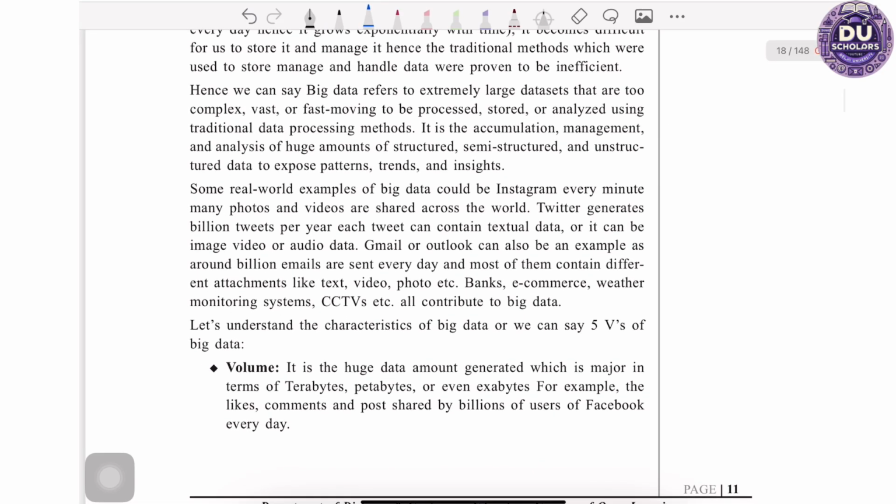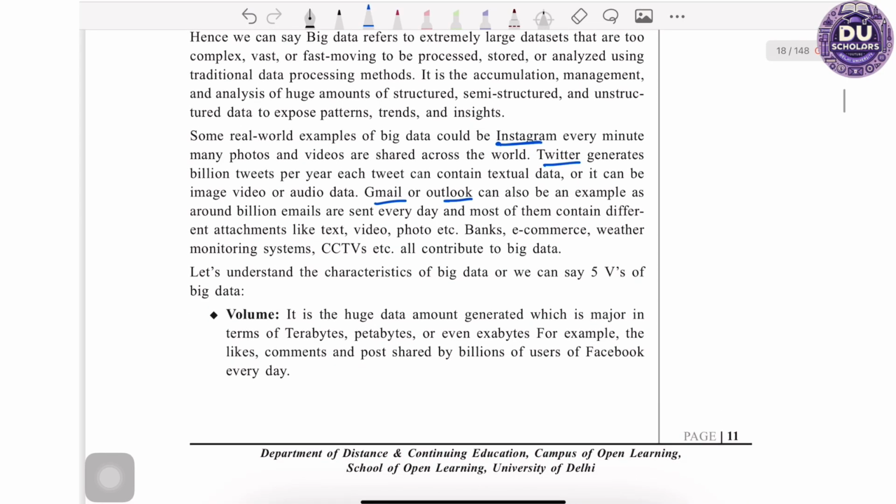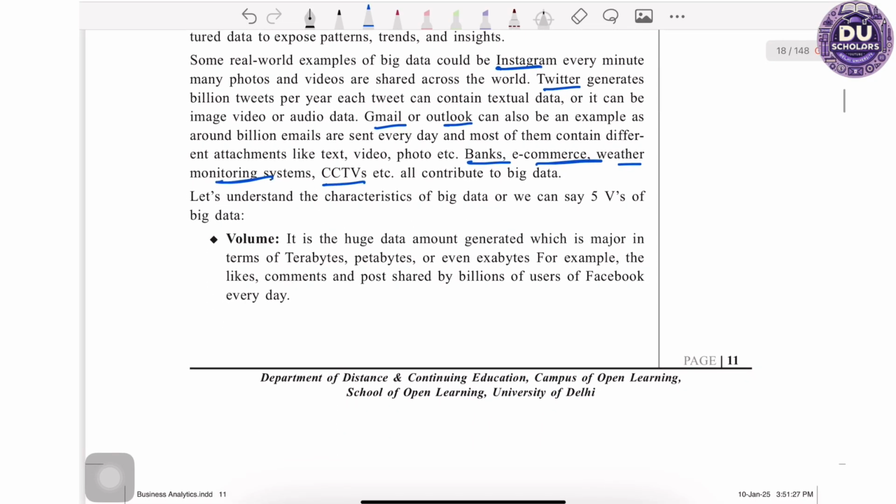Real-world examples would be Instagram, which we talked about in our last video. Twitter generates billions of tweets every year, with contextual data and everything. Even Gmail and Outlook can be examples of this, containing different attachments. Banks, e-commerce, weather monitoring systems, CCTVs. We even talked about most of this in our last video, so you must refer to that because everything is connected, and the examples will be followed in these sections also.